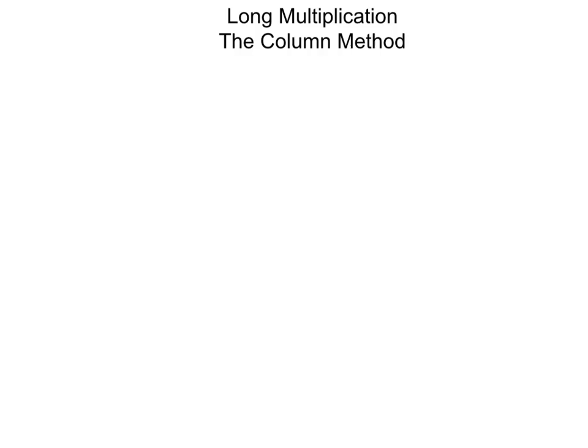There are a number of methods you can use when solving a long multiplication problem. Now we will be looking at the column method. Let's look at this problem, 23 multiplied by 53.